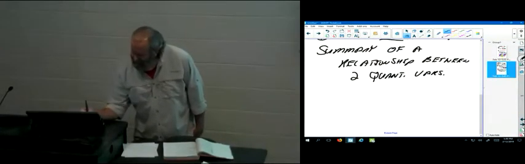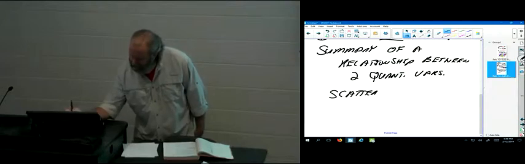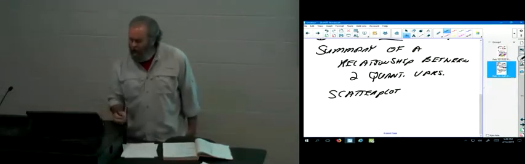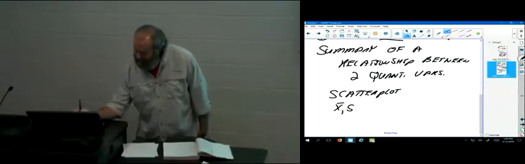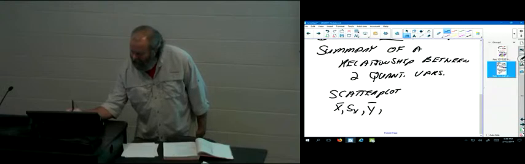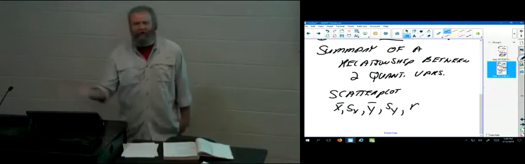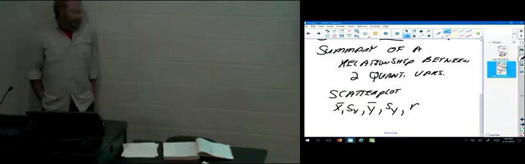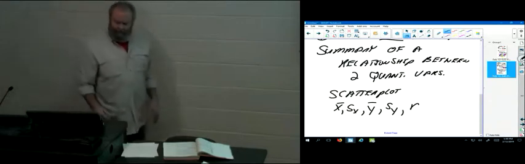You always want to give the scatter plot. You want to give everybody a picture. You would like to give the mean of your x variable, the standard deviation of your x, the mean of the y, the standard deviation of the y, and also the correlation. Now we're looking at a complete picture of your relationship between two quantitative variables. Scatter plot your graph, give me the means and standard deviations of both the x and y variable, and then give me the correlation.